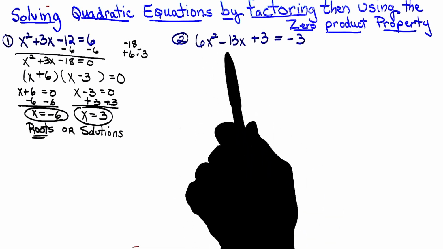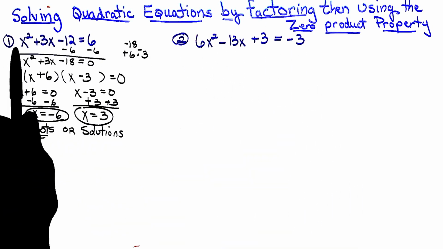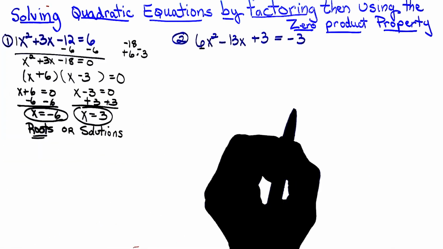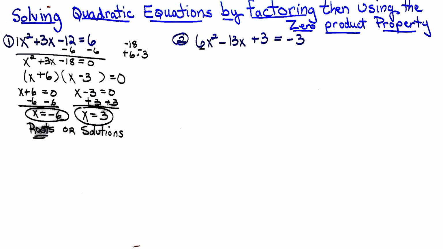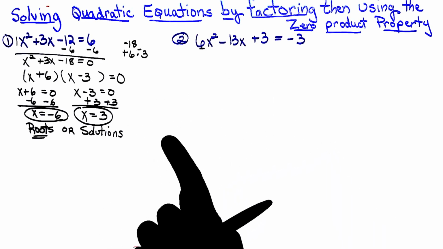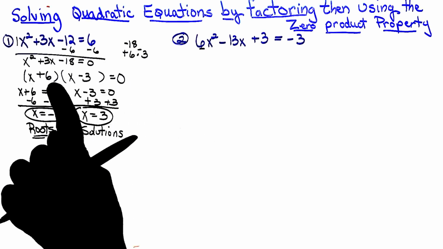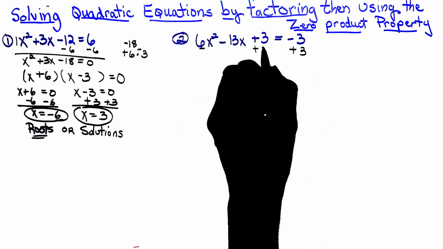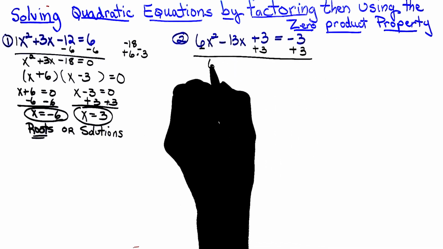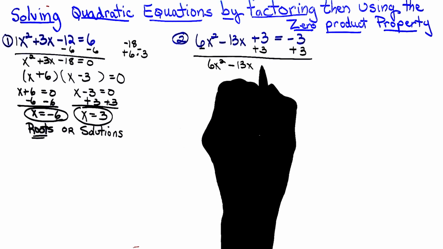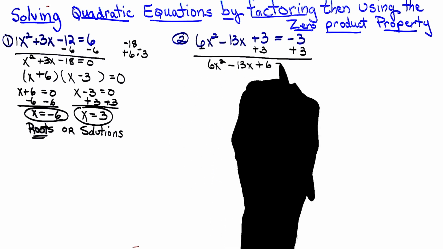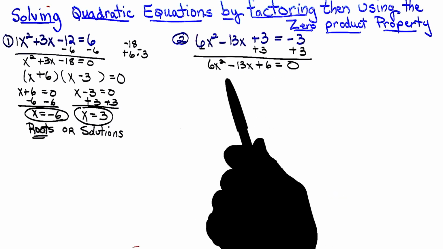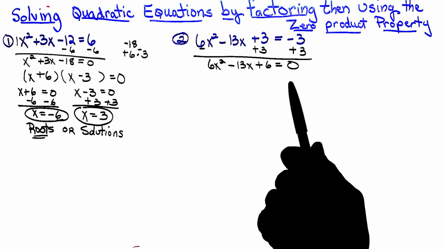So this one is definitely more complicated because notice here the x squared had a 1 there, but here we have a 6. So we do have extra steps in order to get this in factored form that would look just like this. So let's start by bringing the 3 to the other side. 6x squared minus 13x plus 6 equals 0. So now that it's equal to 0, I know that I can factor this.